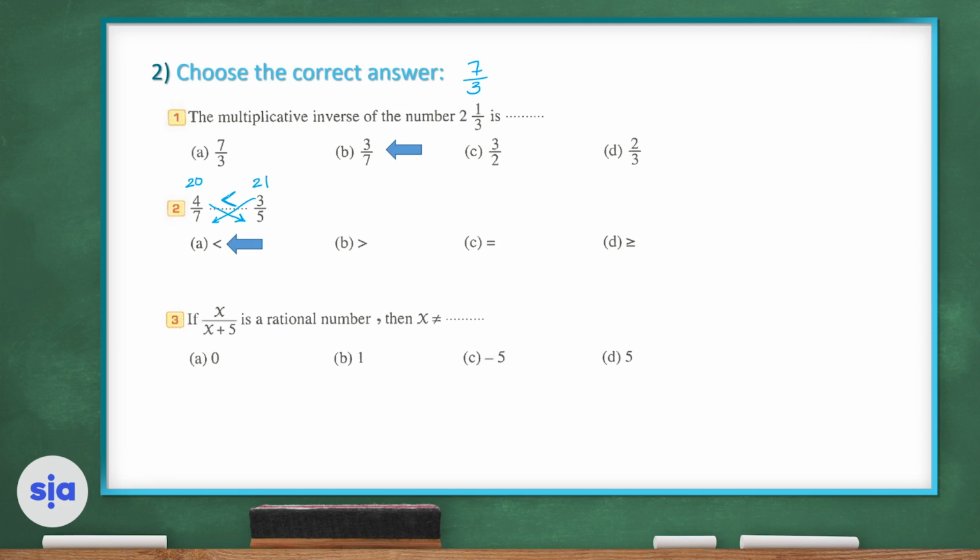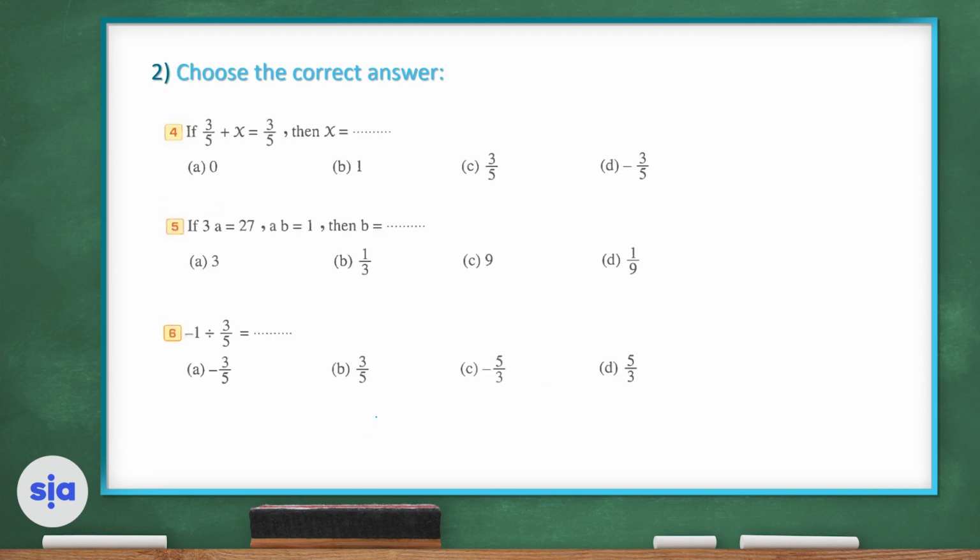Question 3. If x over (x plus 5) is a rational number, so x cannot be what? What makes this not a rational number? That the denominator cannot be equal to 0. If you move this to here, x cannot be equal to negative 5. So the right answer in this case is choice C.